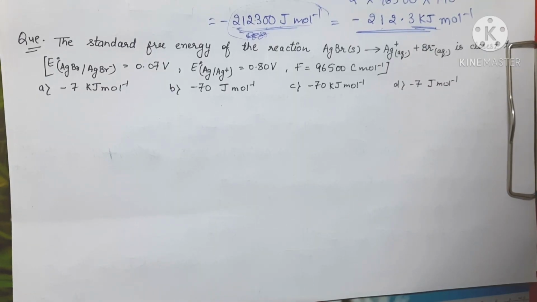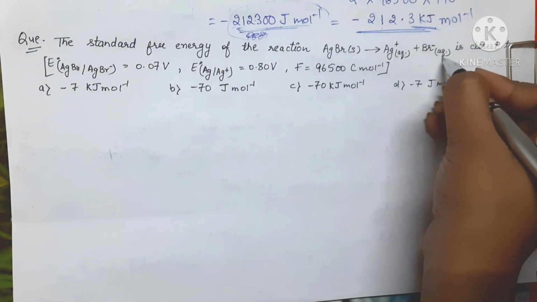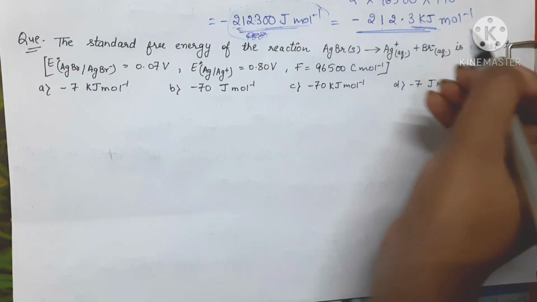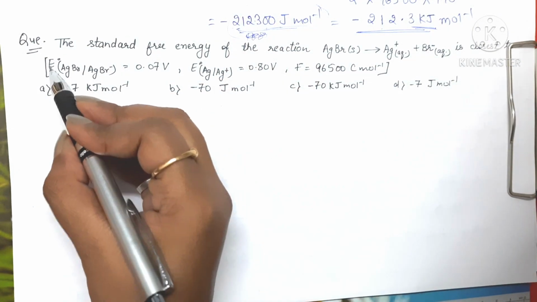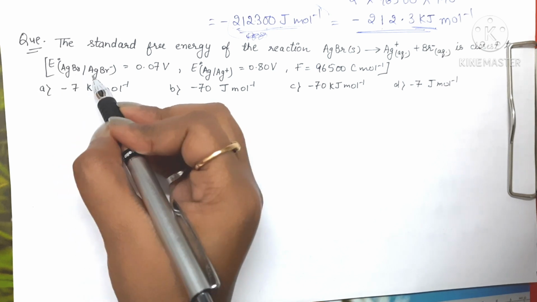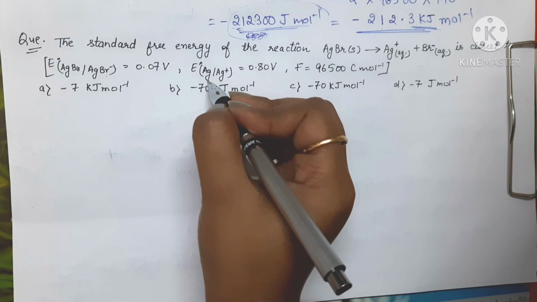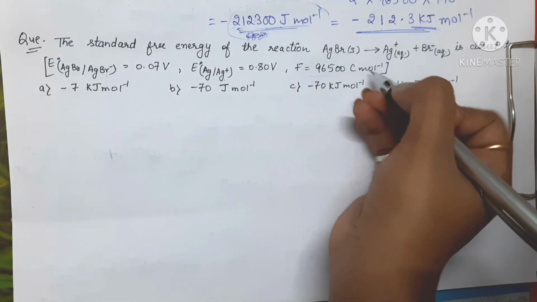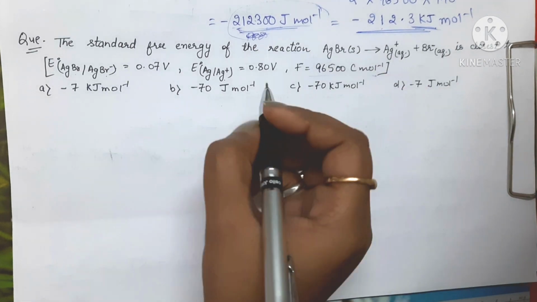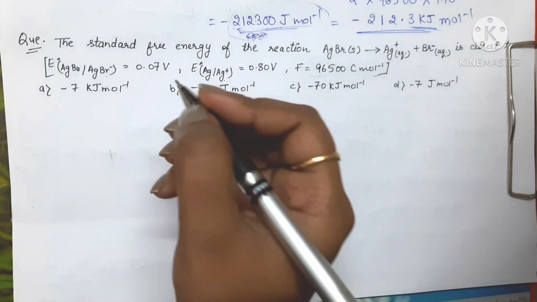Now this next question says that the standard free energy of the reaction given as this one is closest to. The values given to us are the EMF for the reaction having AgBr changing to Ag and Br negative, and the EMF value for Ag changing to Ag positive. Faraday's constant value is also given to us. So now we'll just write down the equations first and then the corresponding EMF values.